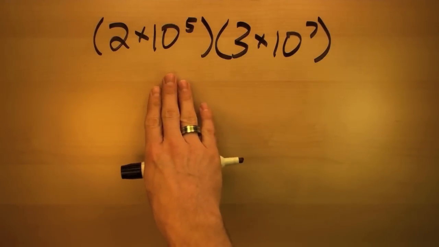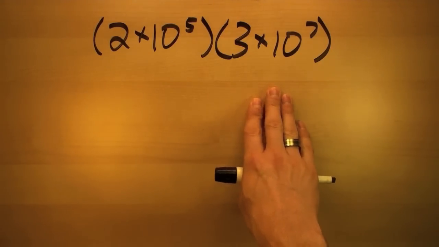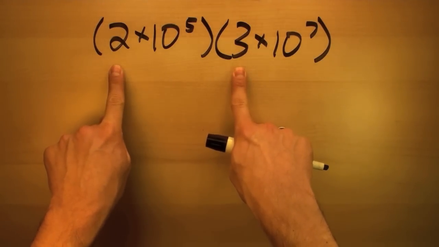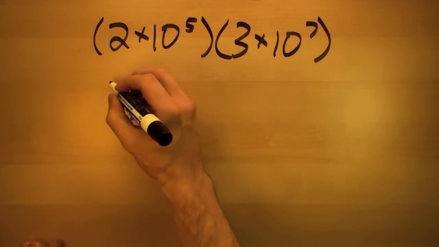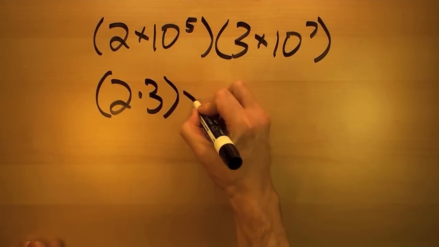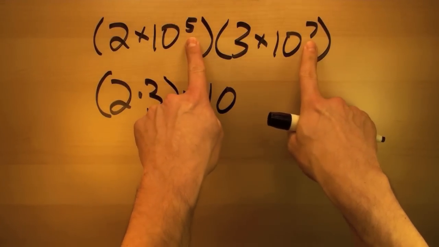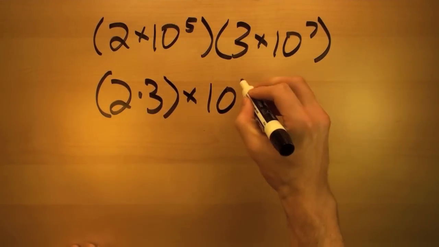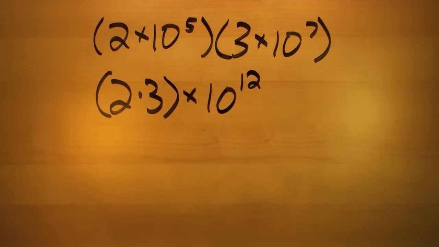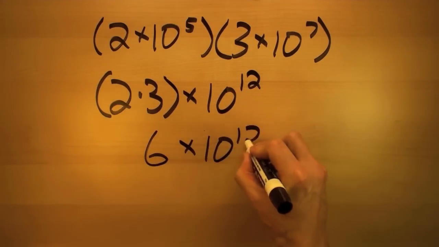So here we have two numbers in scientific notation being multiplied together. 2 times 10 to the 5th times 3 times 10 to the 7th. So according to our rule, we multiply the lead values. So 2 times 3 times 10, and then we add the exponents on our powers of 10. So 5 plus 7 is 12. So when we simplify this, we get 6 times 10 to the 12th.